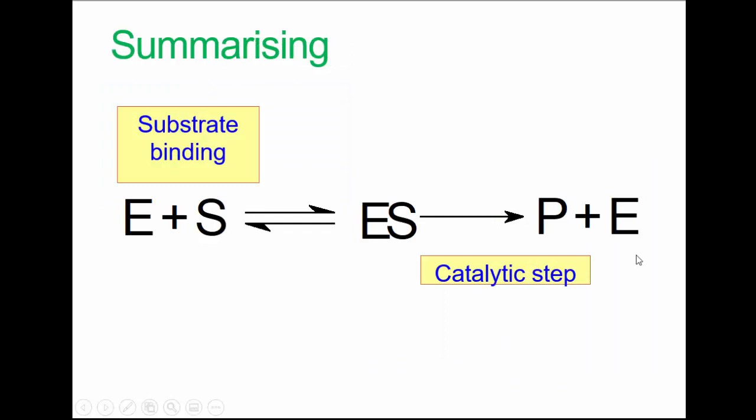So to summarise, an enzyme binds to its substrate to form an enzyme-substrate complex. This binding is reversible, as indicated by the two half arrows. The enzyme then releases the product, and the enzyme, again, in an irreversible step. We refer to these as substrate binding in the first step, and the catalytic step in the next one.